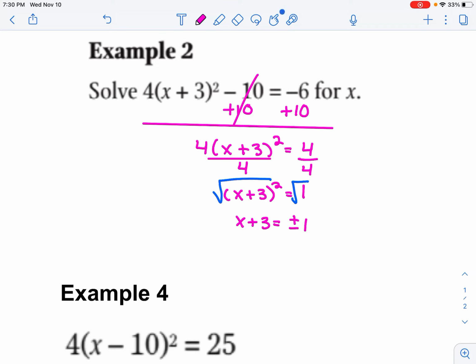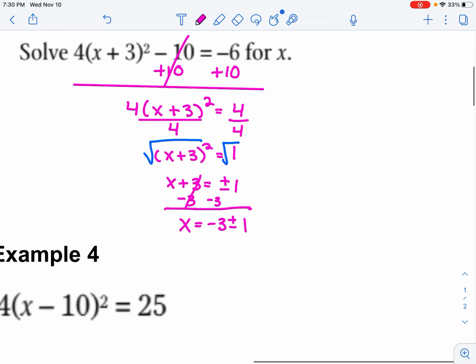So now we're almost there to get x alone. So I can go ahead and subtract 3 to get x by itself. The opposite of x plus 3, to get rid of that 3, we would have to go ahead and subtract it. So typically, we're going to put this number in front of the plus or minus sign. So this is x equals negative 3 plus or minus 1.